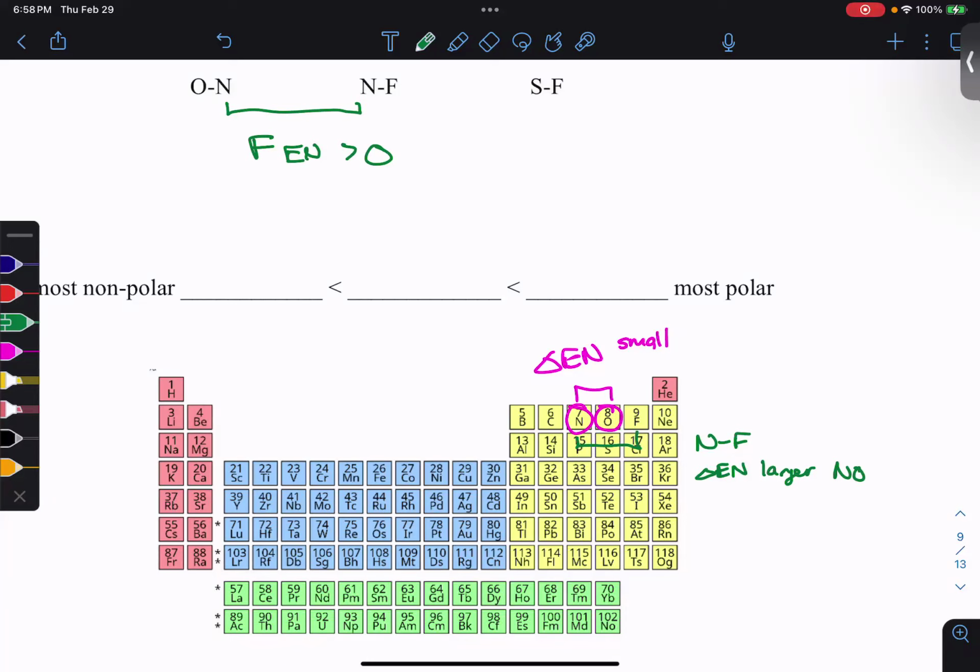NO is the smallest, least polar at this point. NF is more polar, but how does SF compare to these? Is it going to be more polar, less polar? What do we think? More. Why is it more?